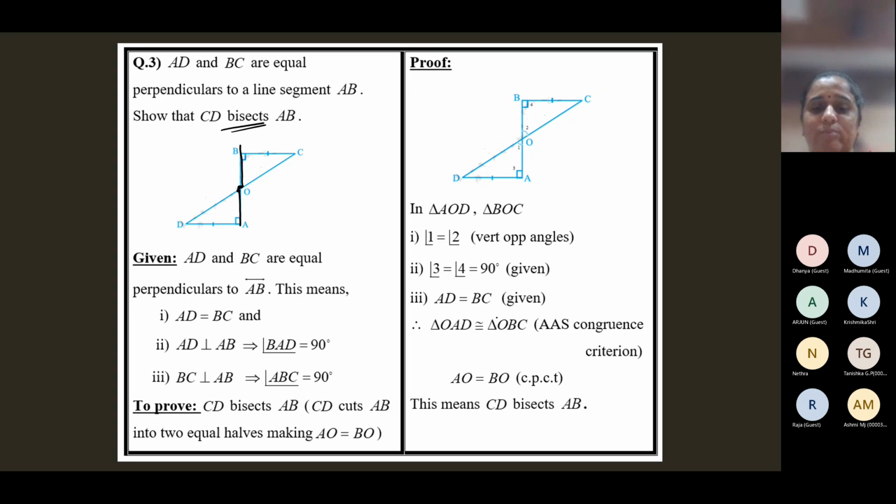Here they have not asked you to prove that the triangles are congruent. Then why are we proving? Because OA is a side of this triangle, OB is a side of this triangle. In order to show that OA is equal to OB, we have to show that these two triangles are congruent. Once you show that they are identical triangles, their corresponding sides will be equal. So through that you will get OA is equal to OB. They have not asked you to show the triangles are congruent, but we have to do that to get this result through CPCT.